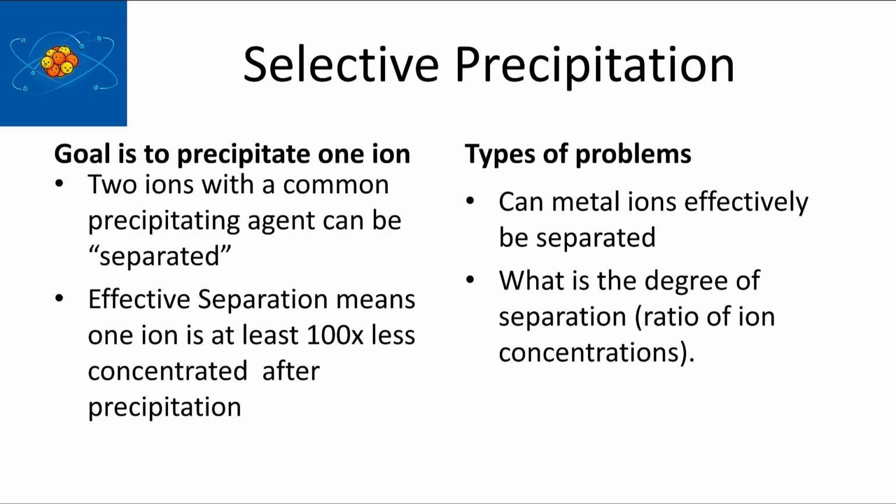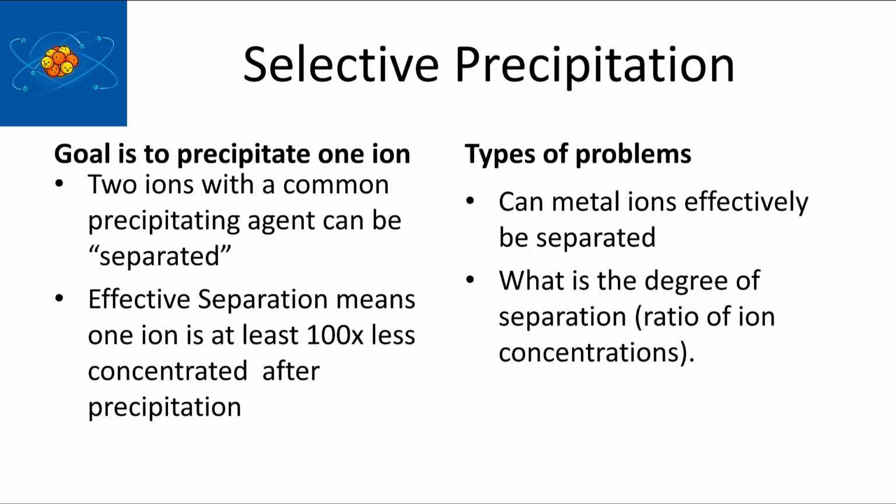So let me go over what it means to be effectively separated. It just means you have a concentration ratio of 100 times or more. So one ion will be 100 times less than the other, or one ion will be 100 times more than the other. But since we're precipitating, I suppose it makes more sense to think like I'm going to drop one concentration to be 100 times less than the other. Then you have one metal ion in precipitate form, and you have one metal ion in solution form. Those can be further separated by filtration or some other means.